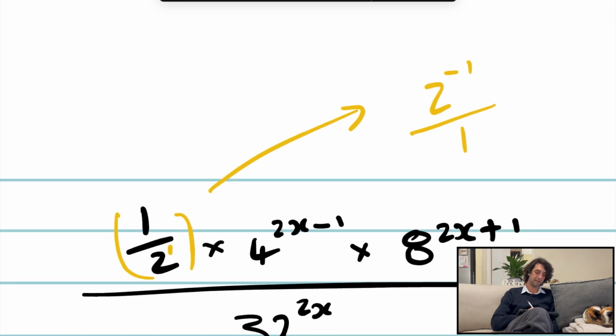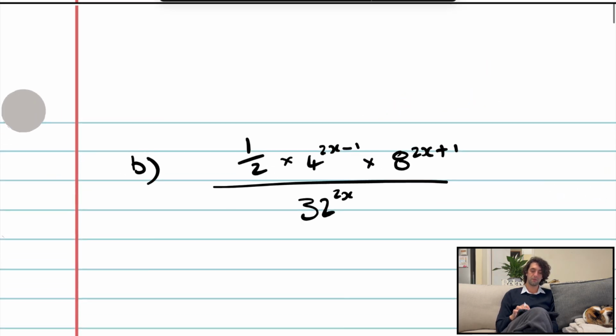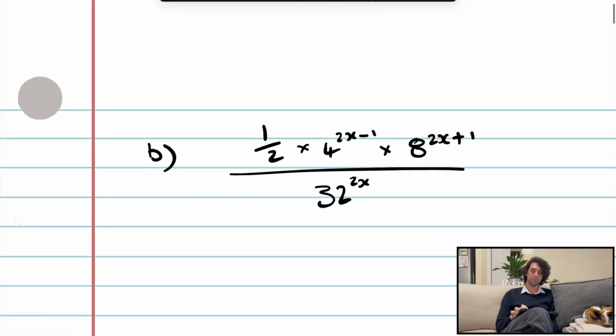Basically what I've done is I've just flipped these around, but then I've made the exponent negative, okay? So I've inversed it. All right, so we're going to change that half into 2 to the power of negative 1. Let's see what else we have here.